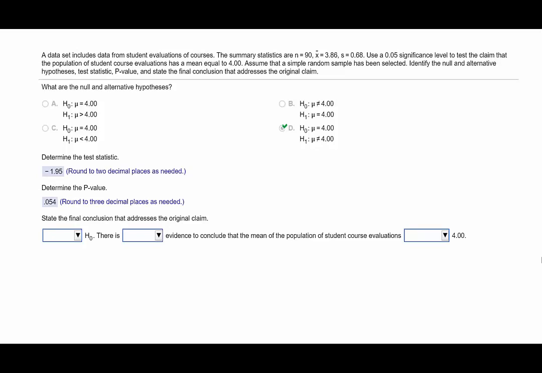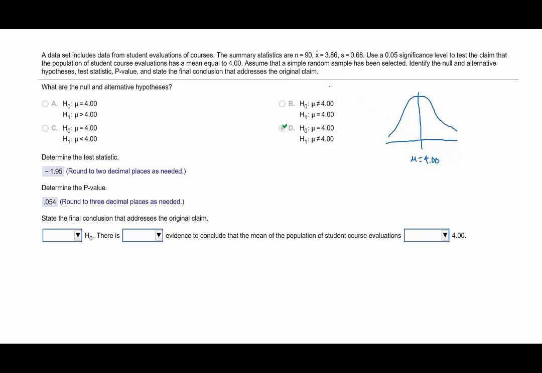Identify the null and alternative hypotheses, test statistic, p-value, and state the final conclusion that addresses the original claim. What are the null and alternative hypotheses? We will begin by drawing a hypothesized distribution. The hypothesis is that the mean is equal to 4.00.